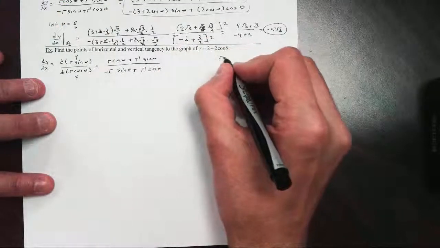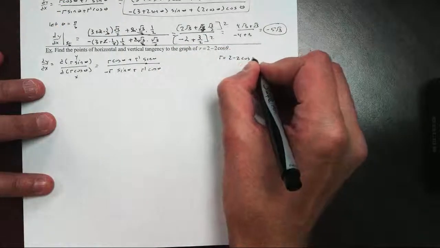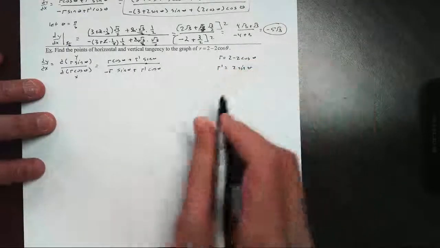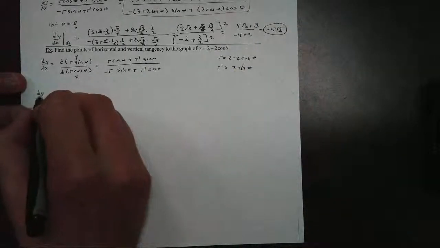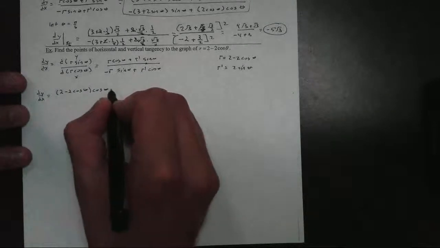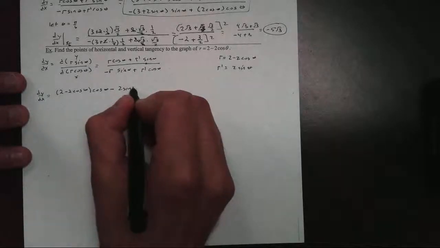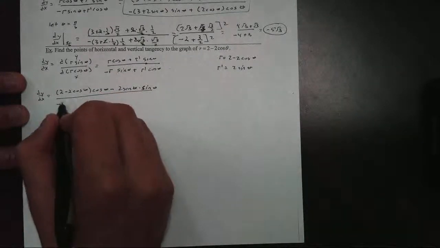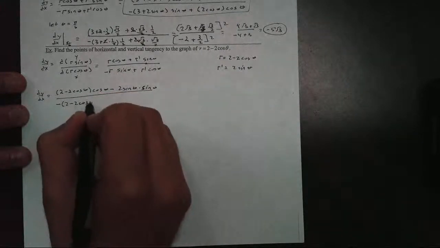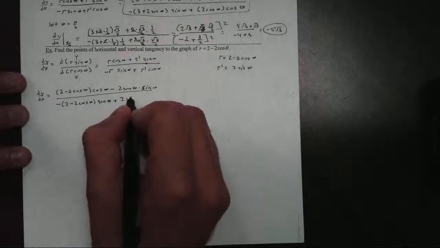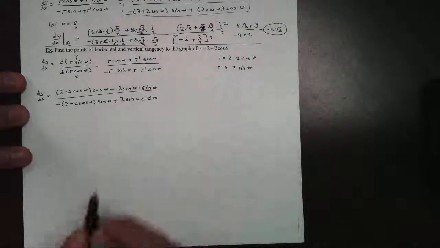Now, you have to remember though, we do need r, which is 2 minus 2 cosine of theta, and we need r prime, which is just going to be 2 sine of theta. And we plug it in. So my derivative becomes (2 minus 2 cosine of theta) times the cosine of theta, minus r prime, 2 sine of theta, times the sine of theta. On the bottom, negative r, so negative (2 minus 2 cosine of theta) times the sine of theta, plus r prime, 2 sine of theta, times cosine of theta.